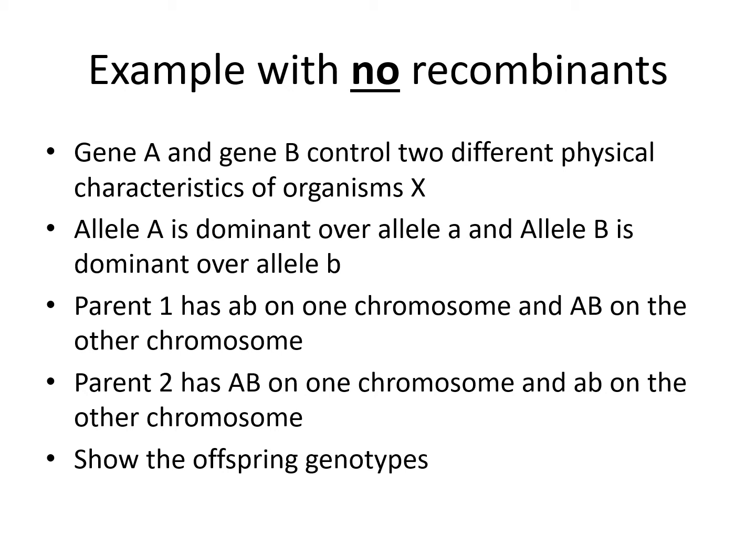So just to get us started, we're going to ignore that concept for a moment and just assume that the alleles are on the same chromosome, connected together forever and ever. The question states that gene A and gene B control two different physical characteristics. It doesn't give us what those characteristics are, doesn't really matter to the question. Allele uppercase A is dominant over allele lowercase a, and the same with B, which is the normal case. If it's upper and lowercase, it does mean dominant and recessive.